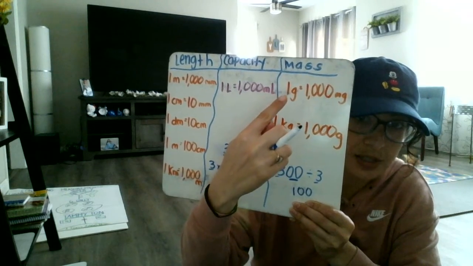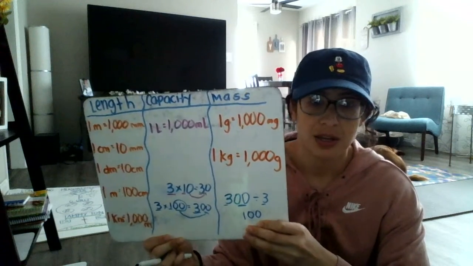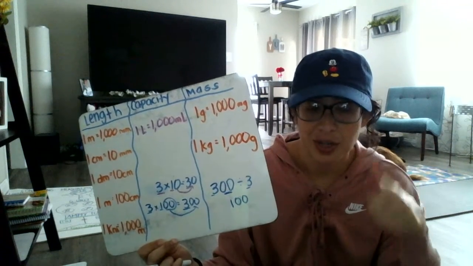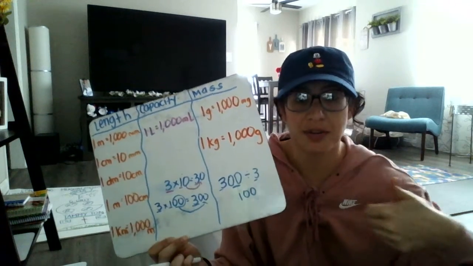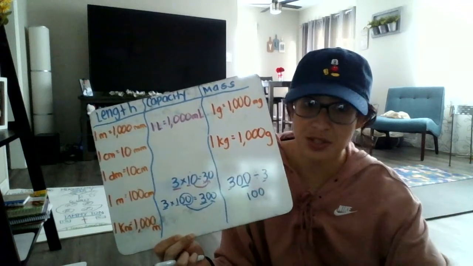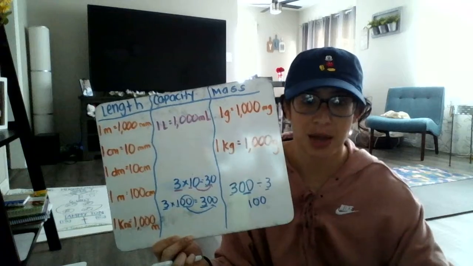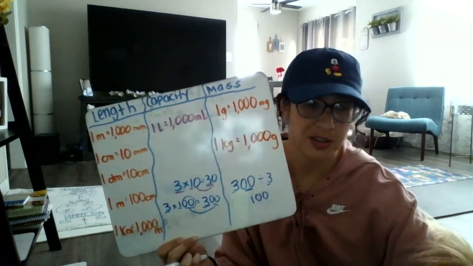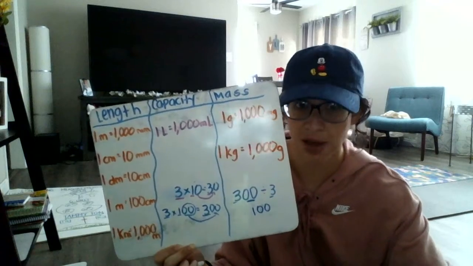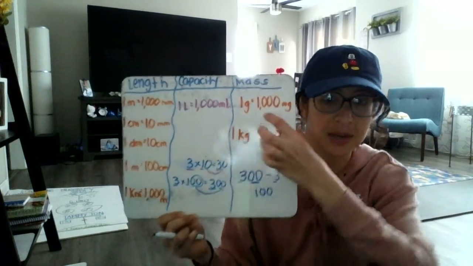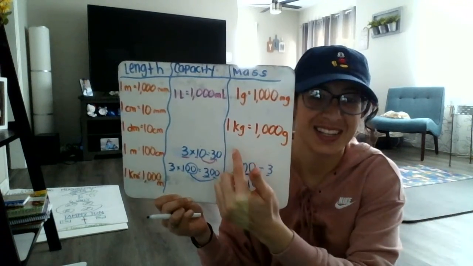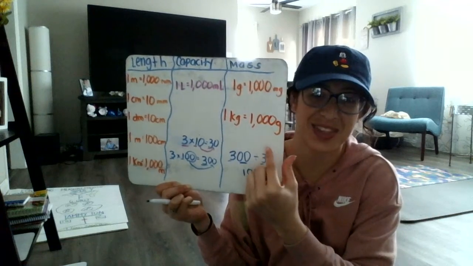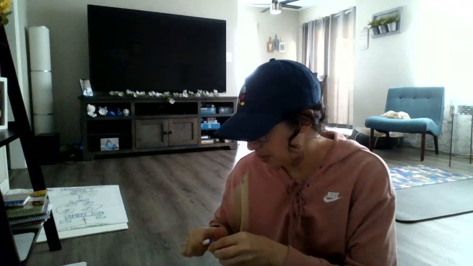And then for mass, remember mass is different from weight. If we take a brick and we weigh it down here on Earth, and then we take it up to the moon where there's no gravity, the weight of that brick is going to change, but the mass is still going to stay the same. That's how much matter that object has. Okay, so we have 1 gram is equal to 1,000 milligrams, and 1 kilogram is equal to 1,000 grams. Okay, so now let's do some problems.